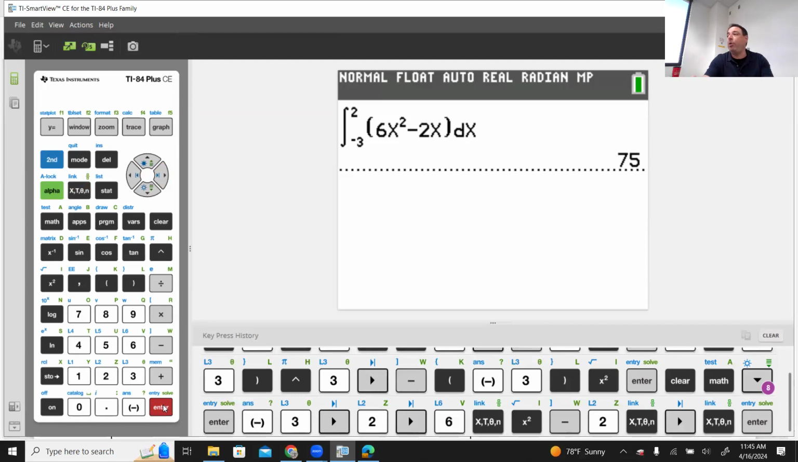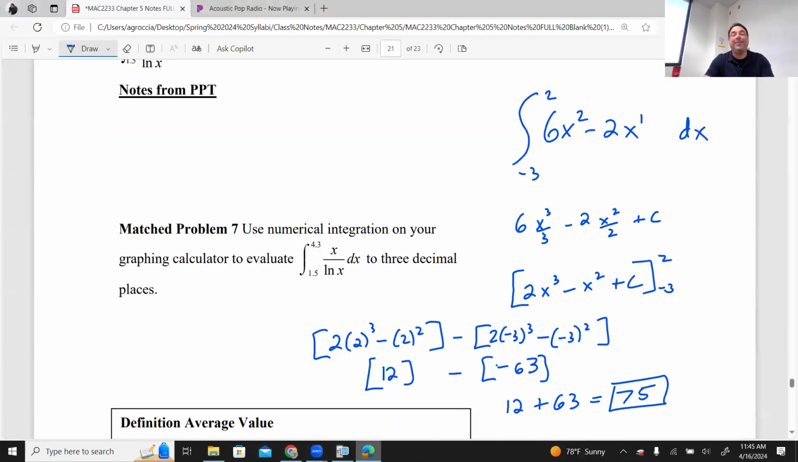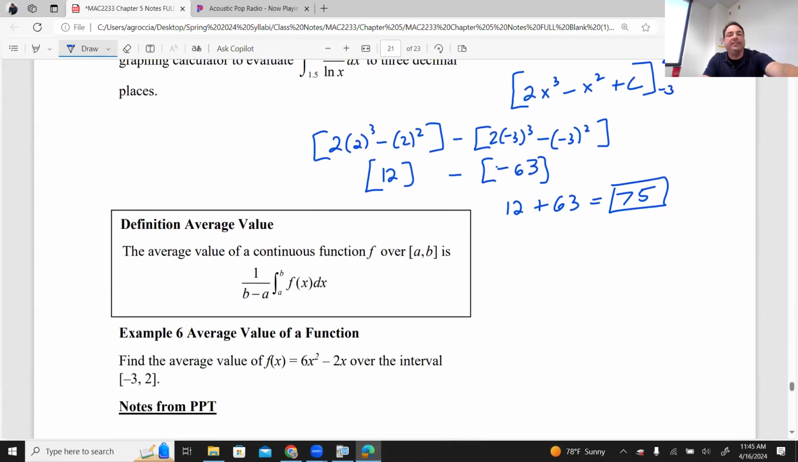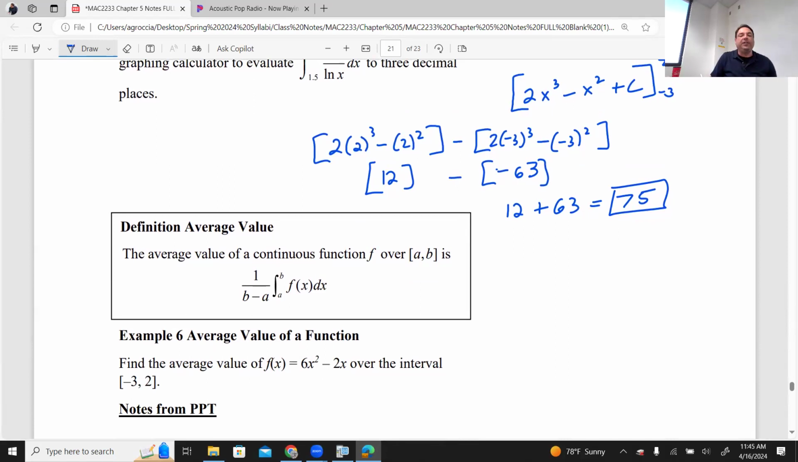Okay, so that problem is a review problem. What we did last time. We're going to take that problem and I'm going to add one extra thing, the last thing we're going to learn in chapter 5. And what I'm going to say is, what if instead of asking for the integral from -3 to 2 of 6x squared minus 2x, I asked for the average value.